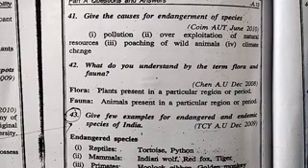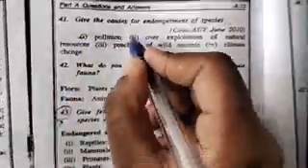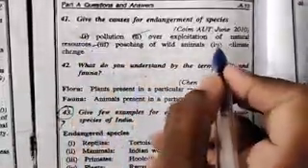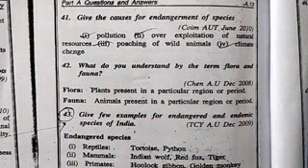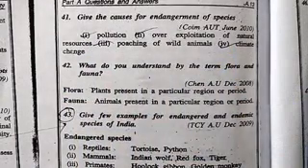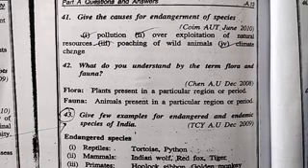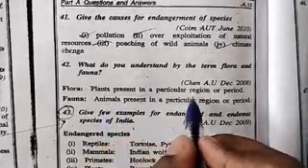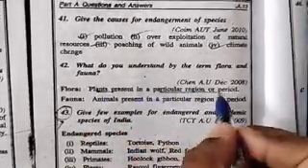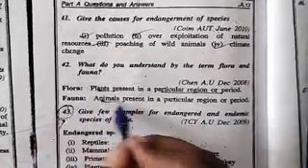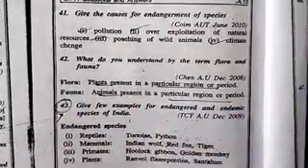Next, the causes for endangerment of species are pollution, overexploitation, poaching and climate change. So these are the four causes for endangerment of species. Then 42, what do you understand by the term flora and fauna? Flora is the plants present in a particular region or period. Fauna is the animals present in a particular region or period.